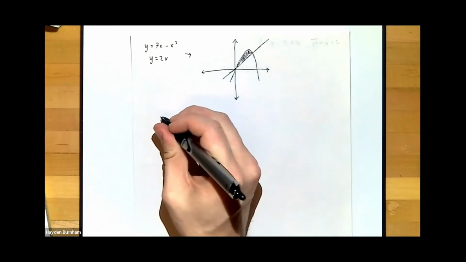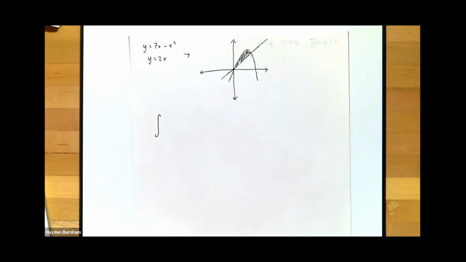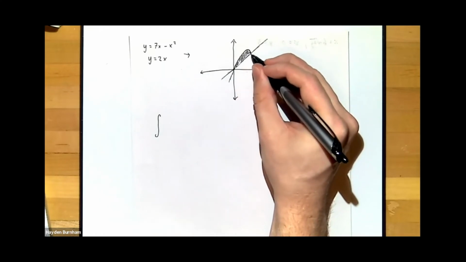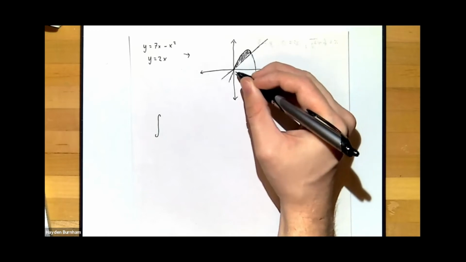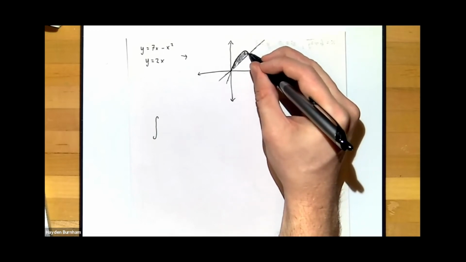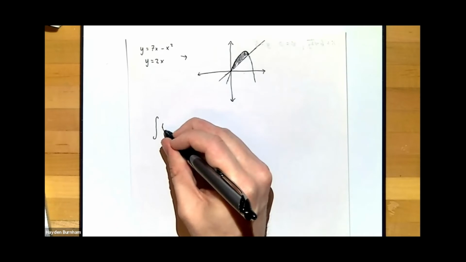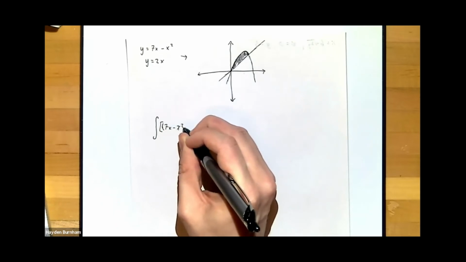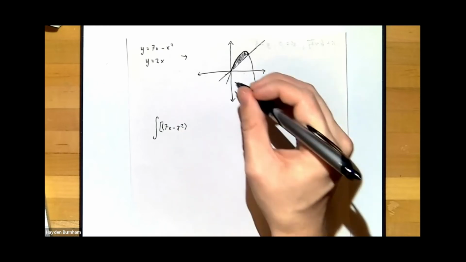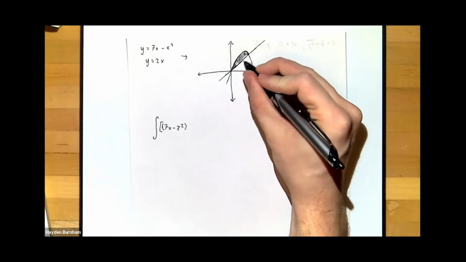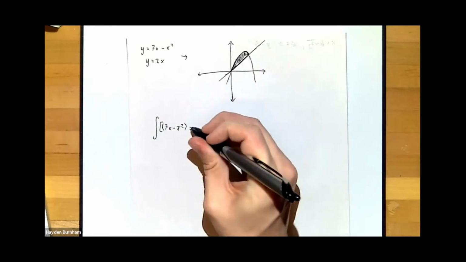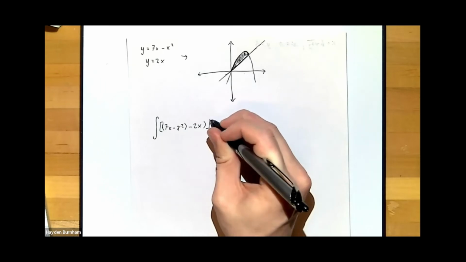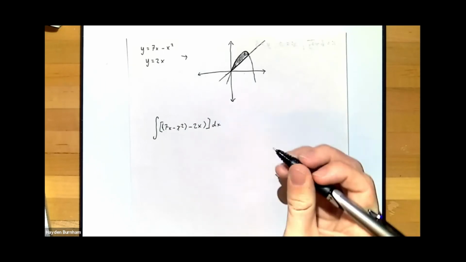The equation you're given is that you take the integral of the top part, not the first part, the top part, which would be 7x minus x squared, minus the bottom part. So that would be minus 2x dx, okay?